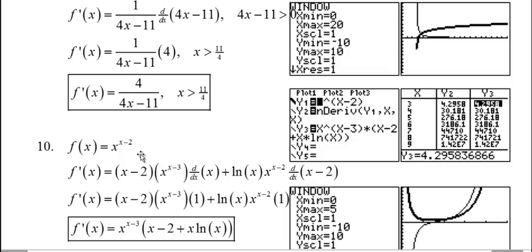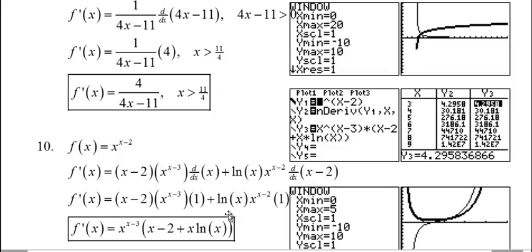Now let's just check by distributing. If we take x to the x minus 3 times the x minus 2, we get the first term, and the x minus 3 times another x gives us x minus 2 times the ln of x gives us the second term. So this is the correct way to write that.